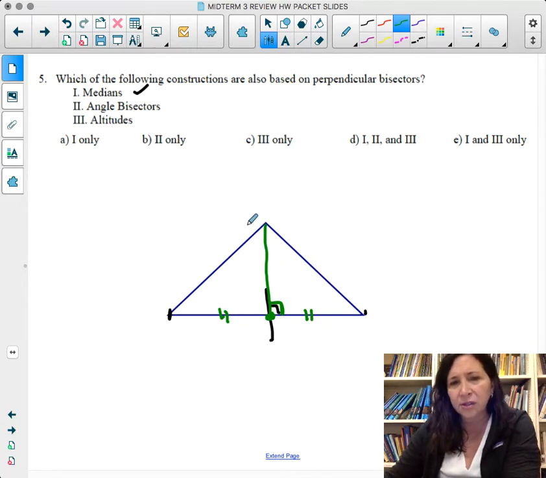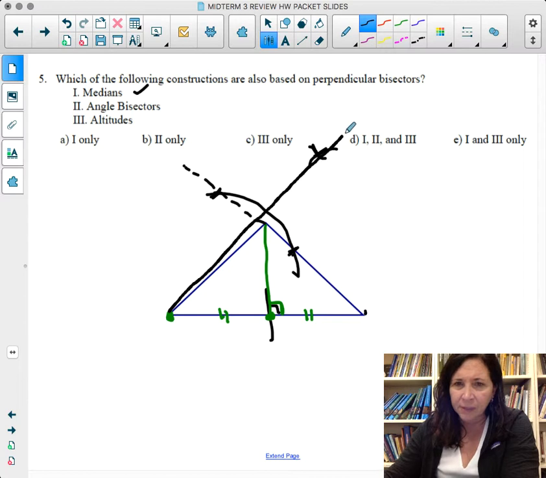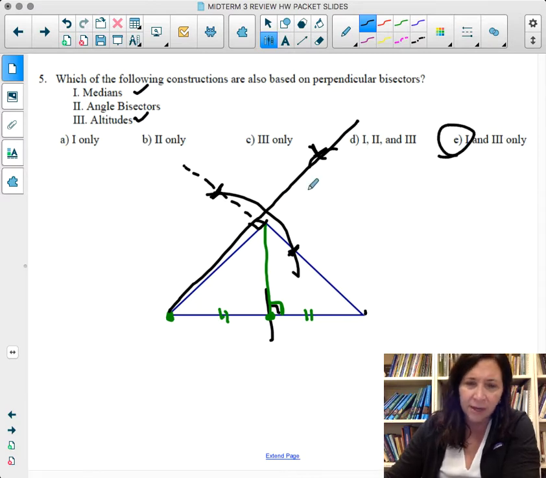Altitudes. So an altitude also would come down. Let's say I measured from this corner right here. If I were to measure from this corner out, remember what you would have to do is extend this line, because your arc would then go like this, right? You would measure this length from here to here, and then you would bisect that by arcing from here, you'd arc that way, from here you'd arc this way, and then you would have your altitude, which is like this, which is also a perpendicular bisector of this arc right here. So an altitude. So 1 and 3, oh, that's this one right here, so letter E.